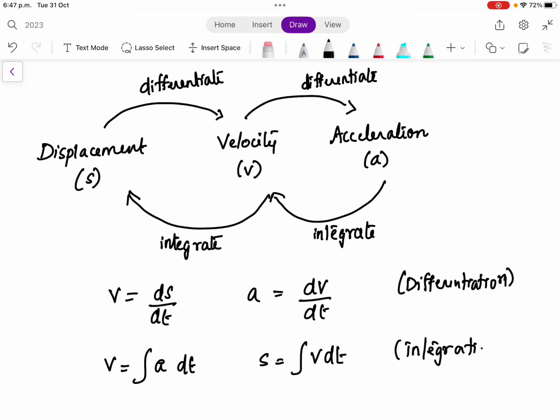Remember this cycle, this picture, and then you will be able to do all the problems of differentiation and integration. Let me just take a question here, and then we will try working alongside that question.